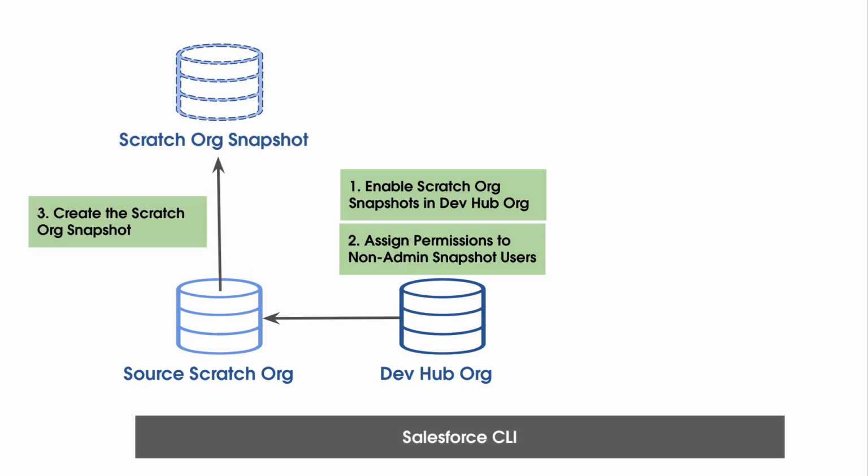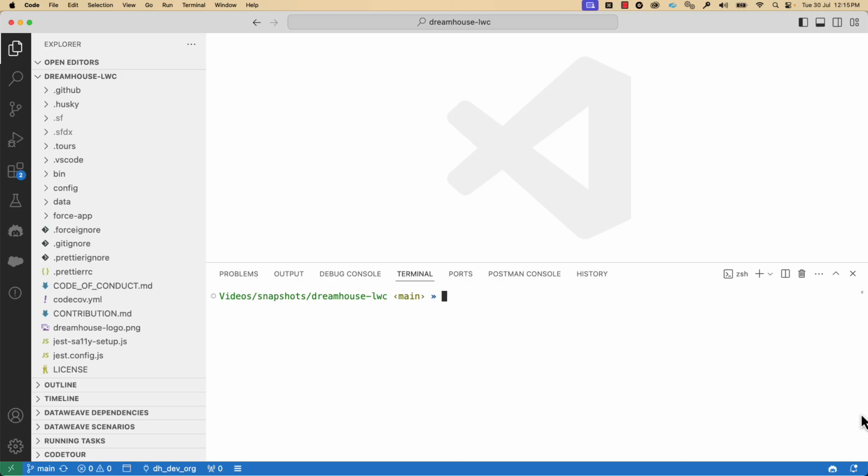The third step is creating a snapshot of the scratch org. We want to capture the current state of the scratch org, including all of the changes we have just made in the org. We'll use the CLI to create the snapshot. Let's go back to VS Code and do it.